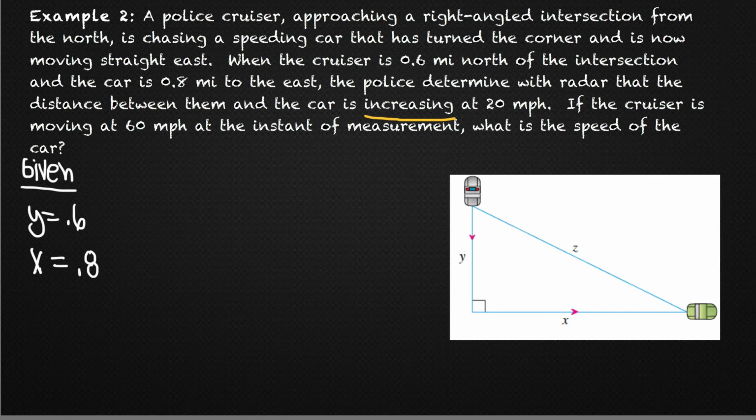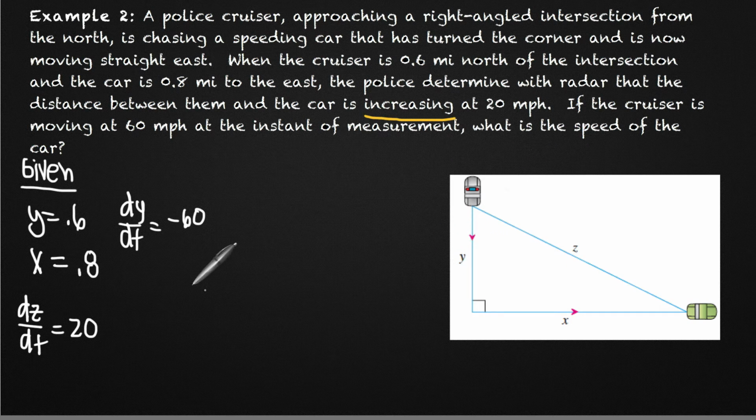If it was decreasing, that would mean to make the rate negative. So we can say our dz/dt, or let's interpret that, the change or difference in the z as time is changing is going to be positive 20. Now at that time, the police car is moving south, so dy/dt is going to be negative 60, all right, because it's moving south.